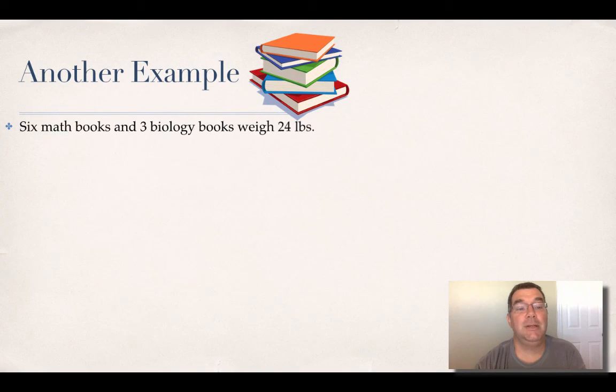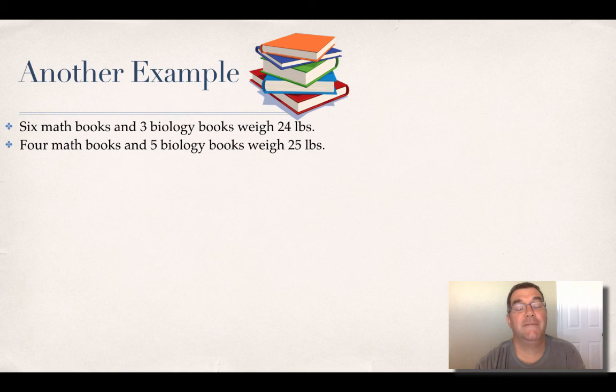Here's another example. I have textbooks that I need to buy, 6 math books plus 3 biology books. They actually weigh 24 pounds. 4 math books and 5 biology books weigh 25 pounds. And I'm assuming they're all the same version of the book, otherwise this would be too complicated, and I need to know how much each book weighs.